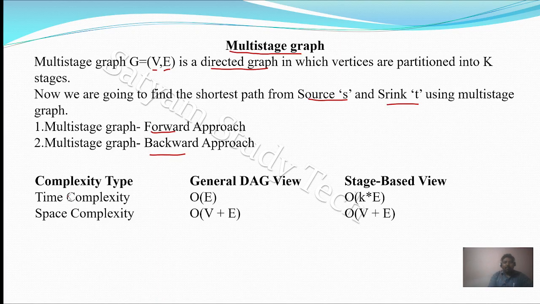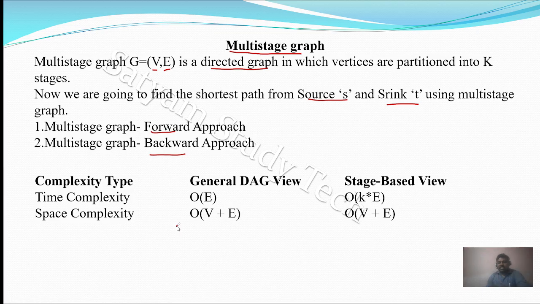So these are the time complexities of the multi-stage graph. The forward and backward approaches are the same for time complexity and space complexity for this graph. In the general DAG view, it is big O of E. You can also use a stage-based view, where the time complexity is big O of k times E, where k is the number of stages and E is the number of edges. The space complexity is big O of V plus E, the same in both the stage-based view and the general DAG view.